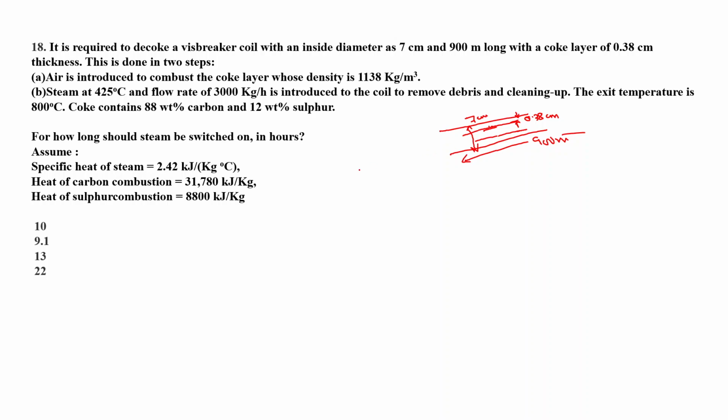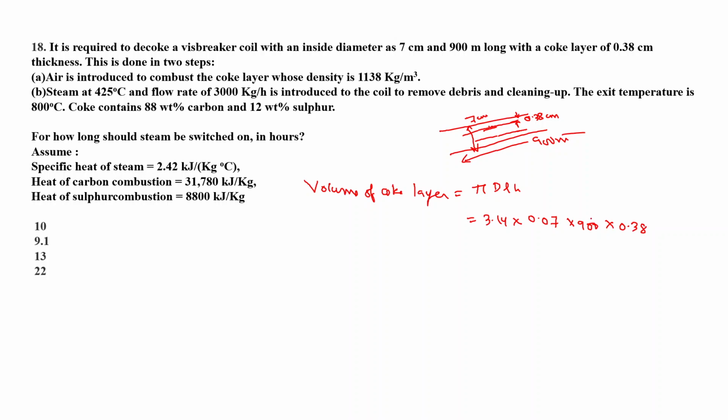Considering it as a cylinder, the volume of the coke layer can be calculated by pi D L H, which is 3.14 into diameter, 0.07. We are taking it in meters. Length is 900 and height is 0.3.